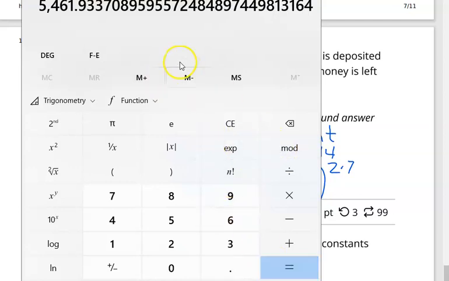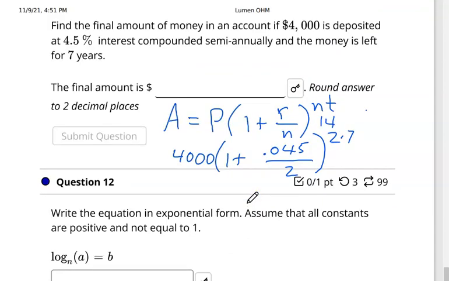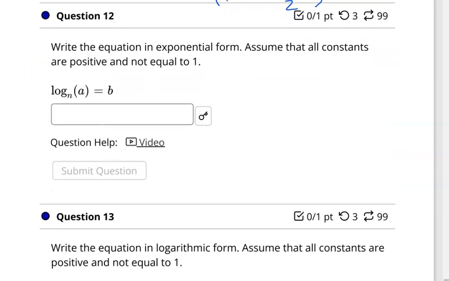5461.93. Two decimals is standard accounting. So I'll put in the answer from my calculator, 5461.93. Now all we need to do with this is put it in log format or exponential format.